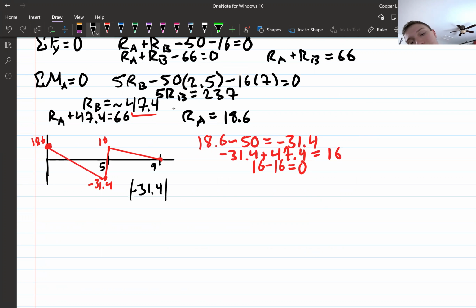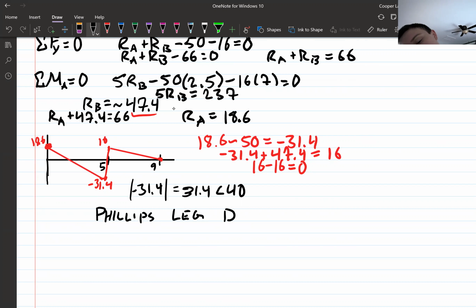So if I take an absolute value of that, I'm actually going to get 31.4. And now 31.4 is less than 40, which tells me that Philip's leg does not break. So far he has sustained 0 injuries after our shear force.